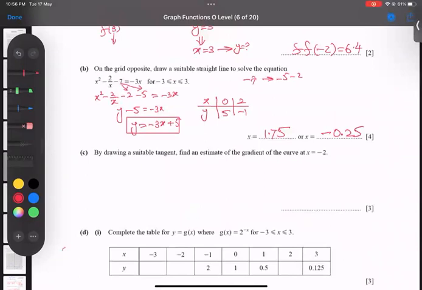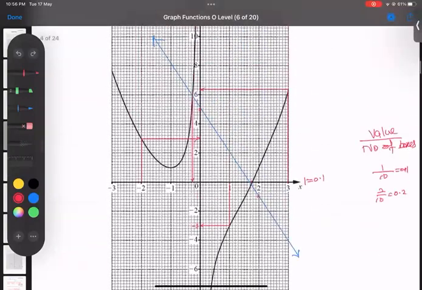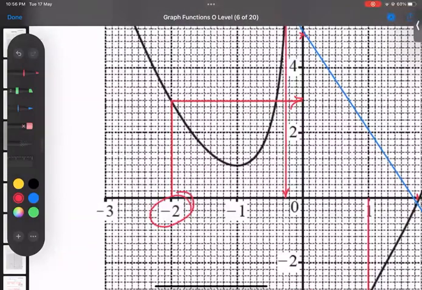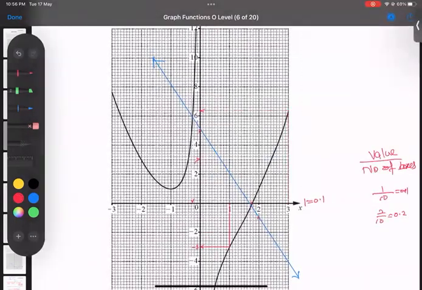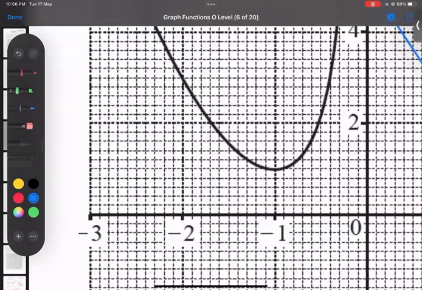By drawing a suitable tangent, find the estimated gradient at x equal to -2. So let's see where is -2. Here we have -2. But before that, let me erase all these lines except the blue one. The blue one I'm not erasing. Okay, have a look. Okay, right. So now I'm going to do what he said, at -2. Where is -2?